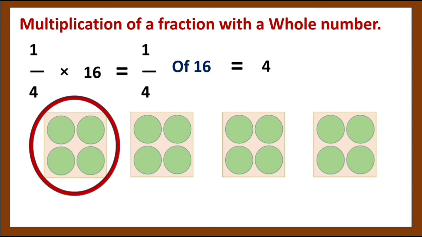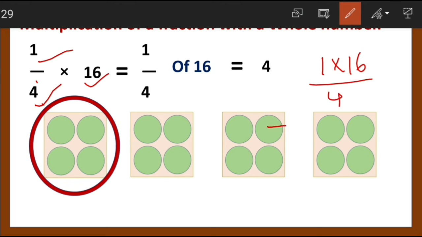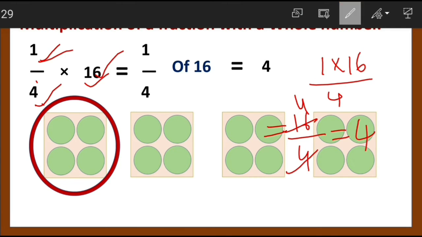Dear students, here also observe that when we multiply this 1 with 16, we will get 16. So 1 into 16 by 4 is equal to 16 by 4. We know that 4 fours are 16, so we get 4. That means just multiply the numerator with the whole number.